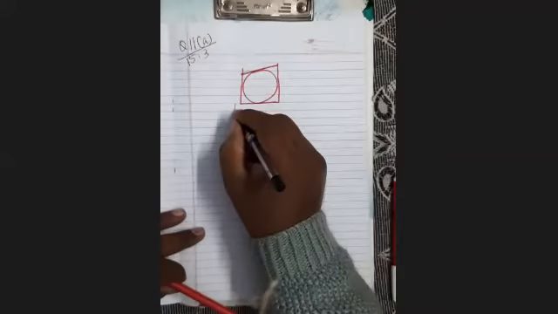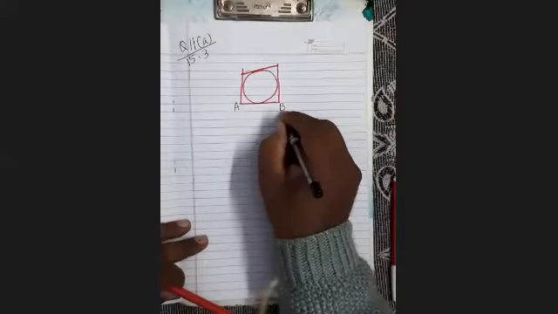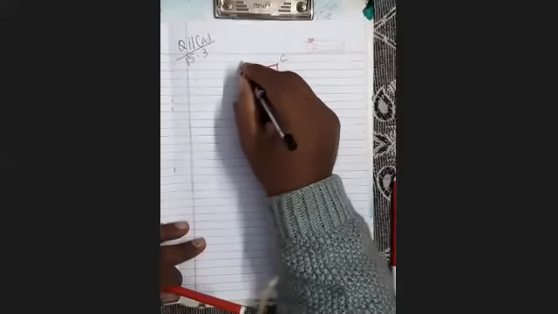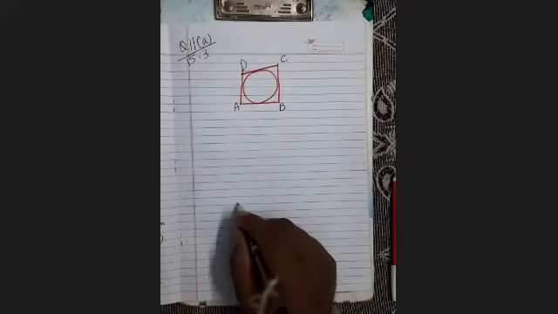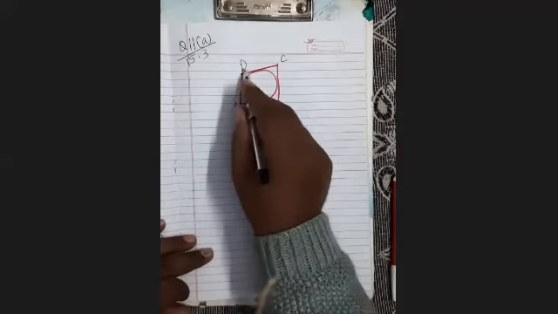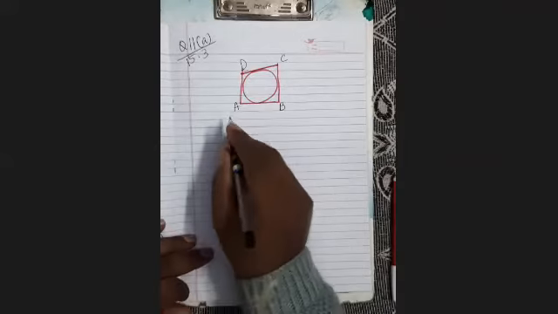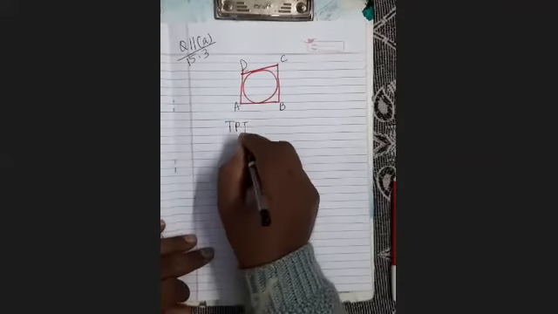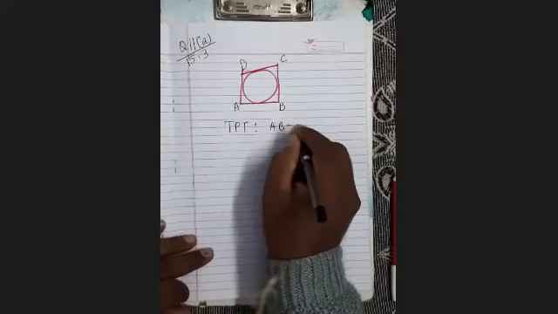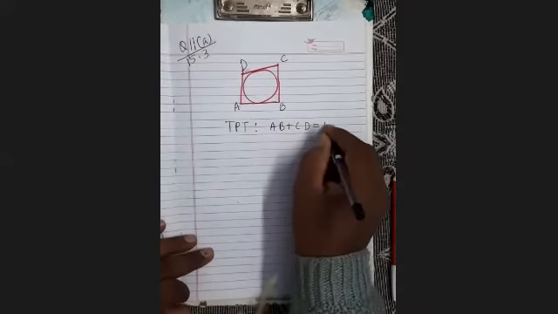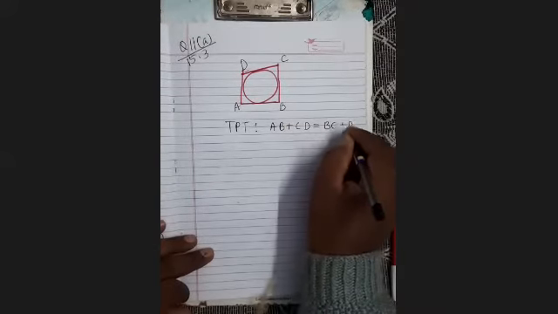Now it is also on the same theorem. You can see here in the figure given below, sides of the quadrilateral touch the circle. Prove that AB plus CD equals BC plus DA. This you have to prove. AB plus CD equals BC plus DA.